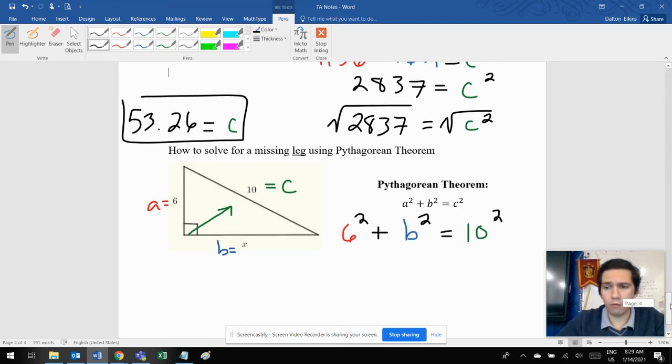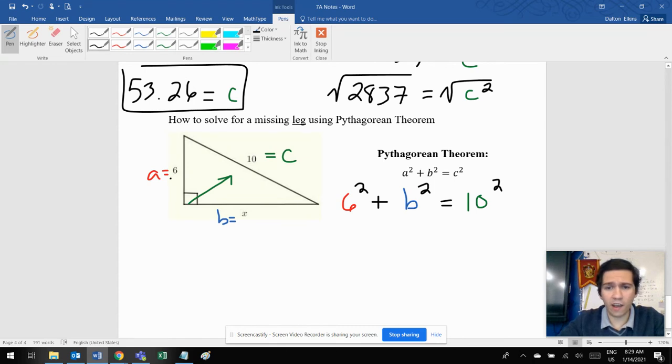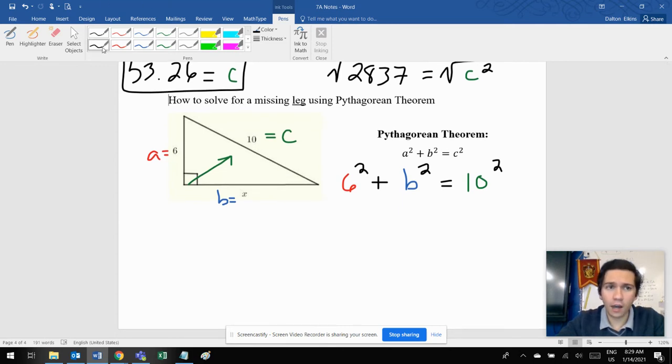Okay, so setting it up again requires you to be able to identify what side is A, what side is B, and what side is C. Doing so is probably one of the more important concepts for you to learn. Everything else here is just going to be algebra. I'm using algebra skills here.